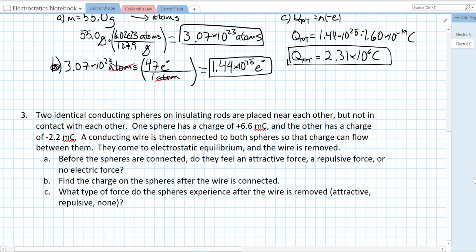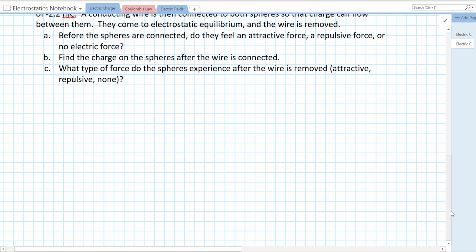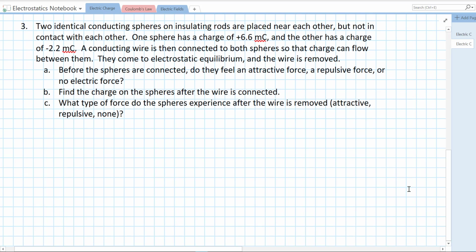Question 3. Two identical conducting spheres on insulating rods are placed near each other but not in contact with each other. One sphere has a charge of plus 6.6 millicoulombs. The other has a charge of minus 2.2 millicoulombs. A conducting wire is then connected to both spheres so that charge can flow between them. They come to electrostatic equilibrium and the wire is removed. Okay, so before the spheres are connected, do they feel an attractive, repulsive, or no electric force? Find the charge on the spheres after the wire is connected. And then what type of force do the spheres experience after the wire is removed?